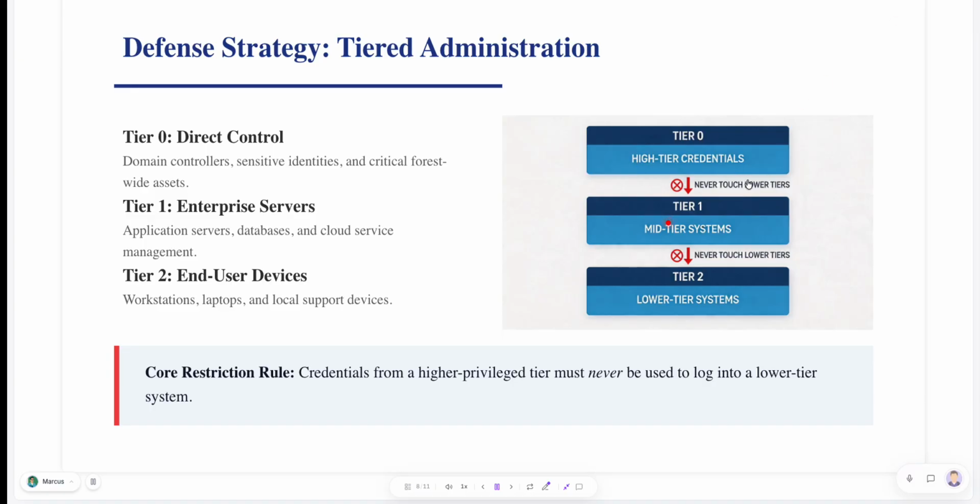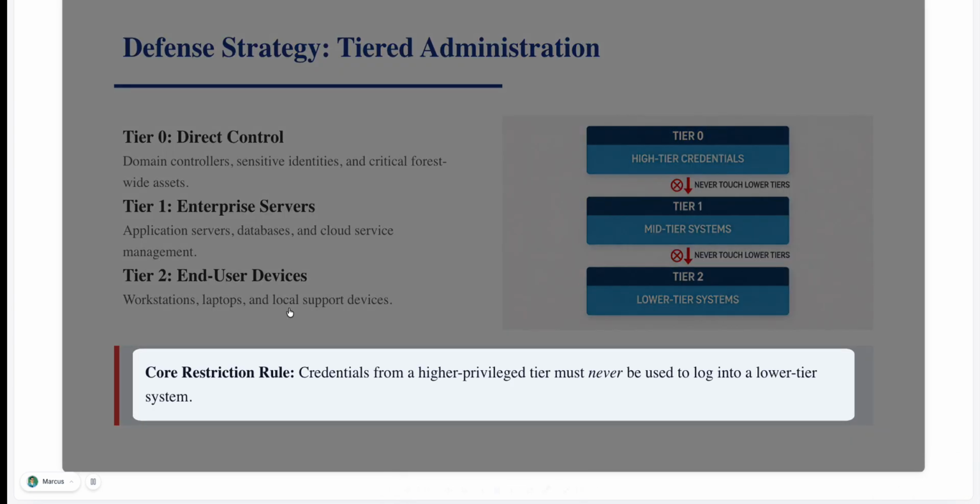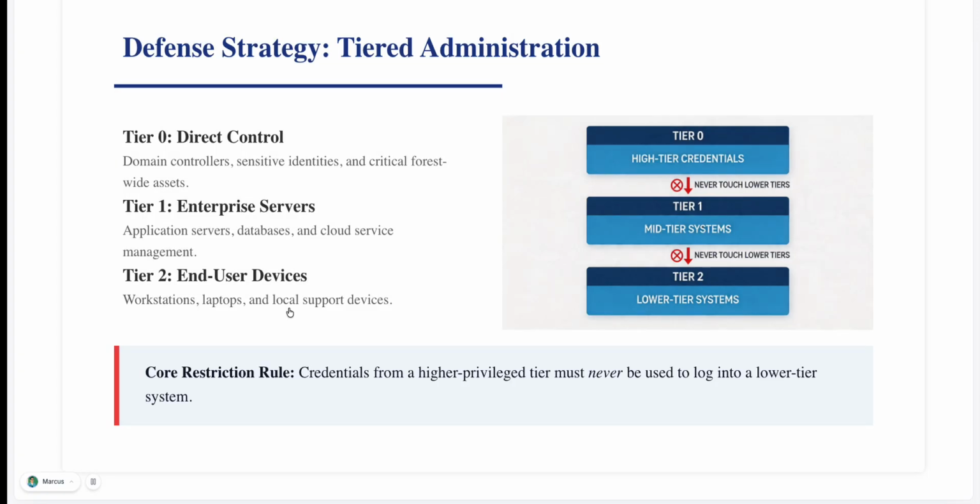Notice how the model flows. Tier 1 is for your enterprise servers and business-critical applications, while Tier 2 covers the vast majority of end-user workstations and devices. By segmenting these, we limit the blast radius of a single compromised machine. The golden rule of this model is shown here. Admins must never log into lower-tier systems using higher privileged accounts. If a Tier 0 admin logs into a Tier 2 workstation to help out, their credentials can be scraped from memory by a simple piece of malware, giving the attacker total forest control.